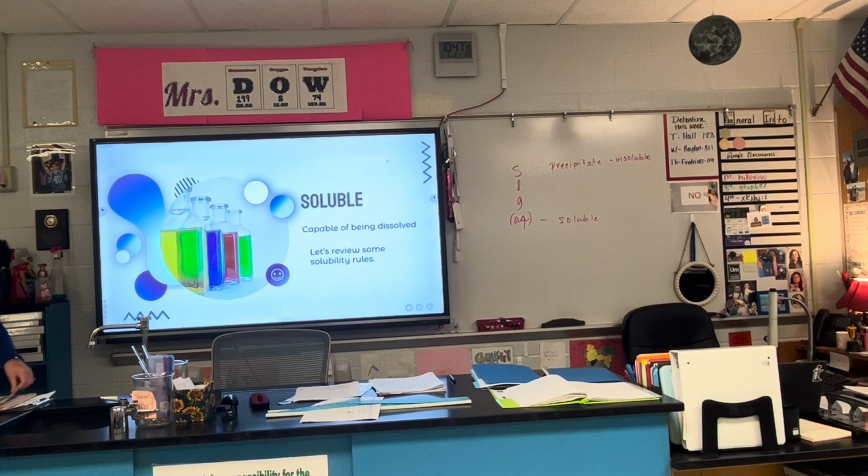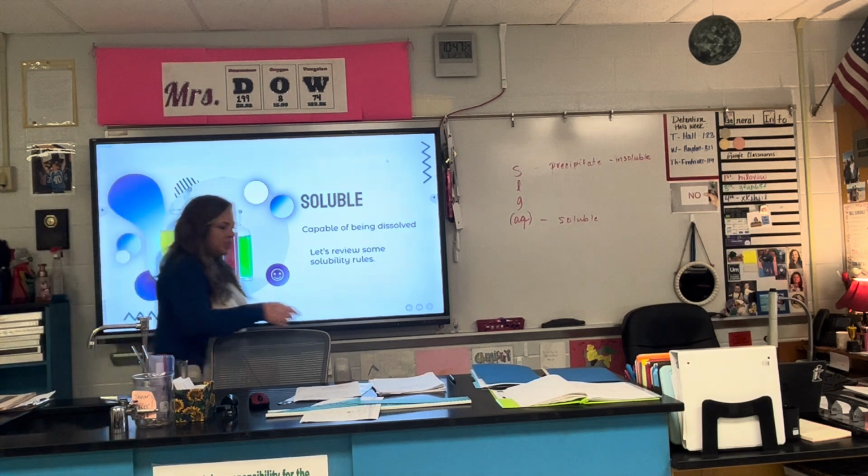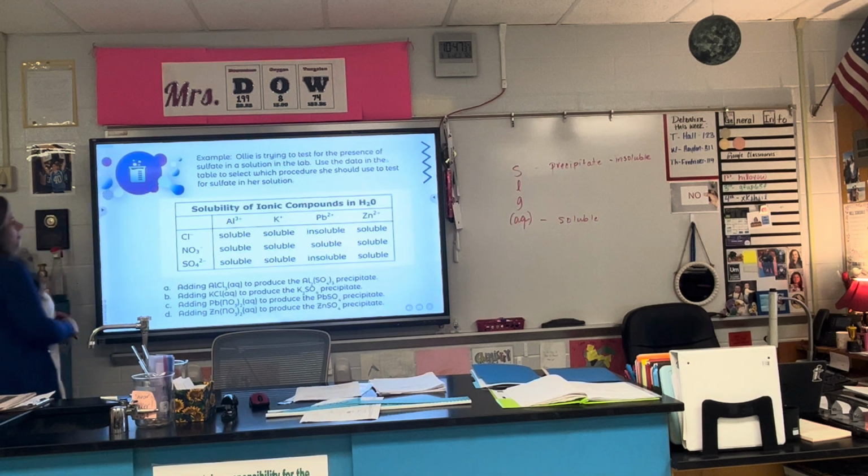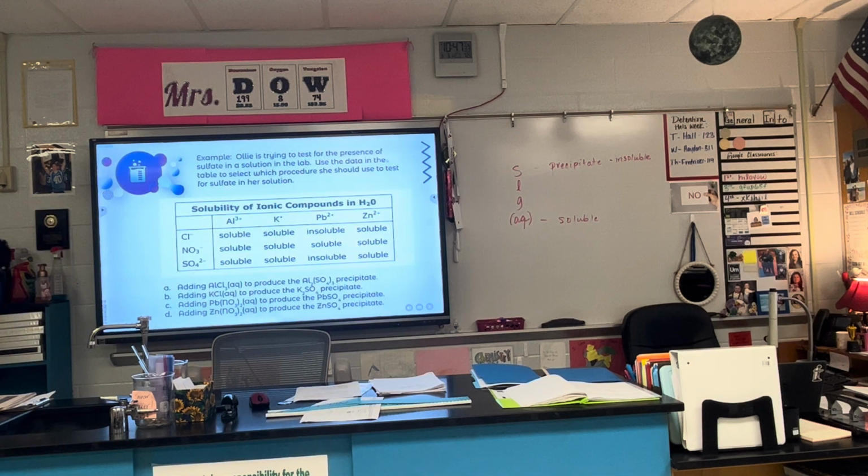So I think our gases on here are sometimes the DRs. The decomposed. Yes. Alright, so let's do an example. Okay. Alright, so it says Ollie is trying to test for the presence of sulfate in a solution in the lab. Use the data in the table to select which procedure she should use to test for sulfate in her solution.